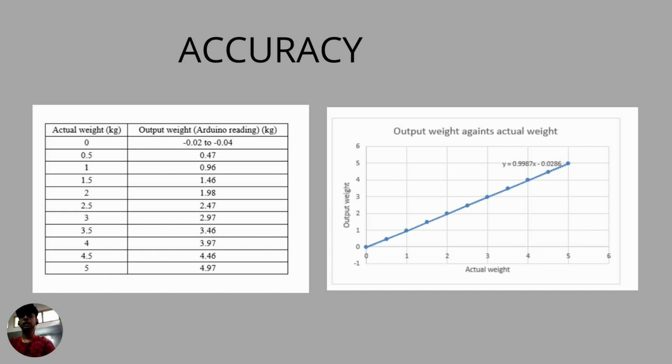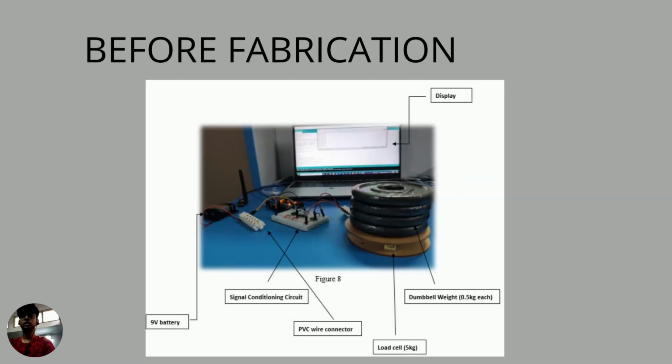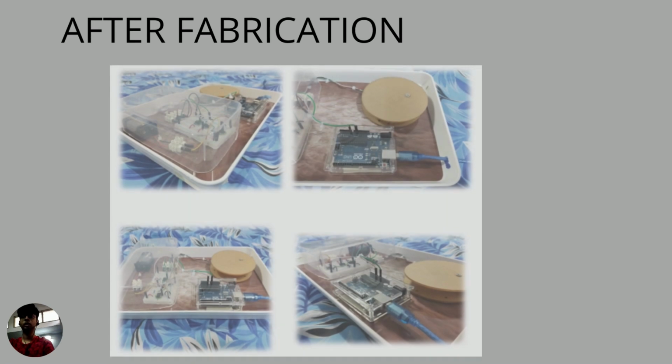Next, let's see the fabrication. So as you see, this is what we get before fabrication, before we actually create any enclosure for this weighing scale. The signal conditioner is connected to PVC wire connectors, 9-volt batteries, and dumbbell weights of 0.5 kg each, so meaning here is 2 kg. The serial monitor is a display, and the load cell is carrying a 5 kg load.